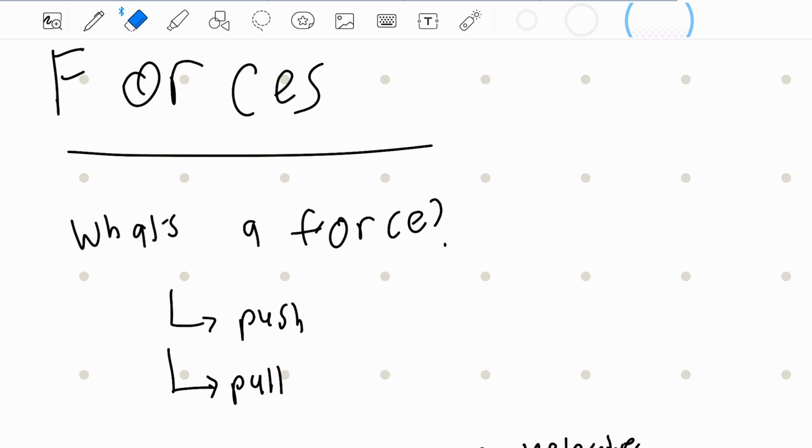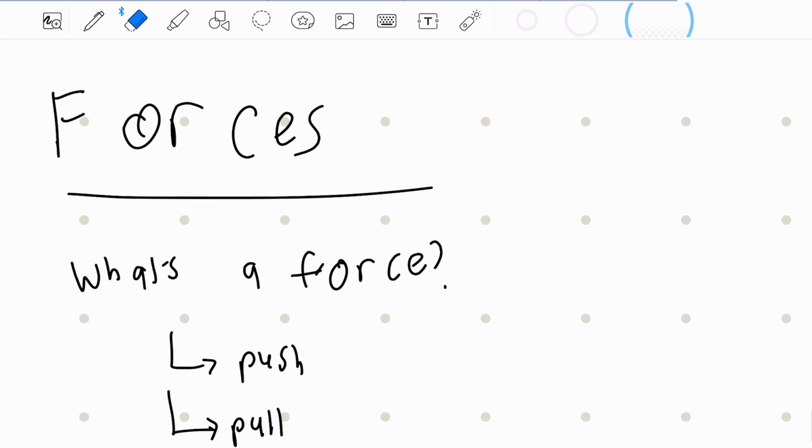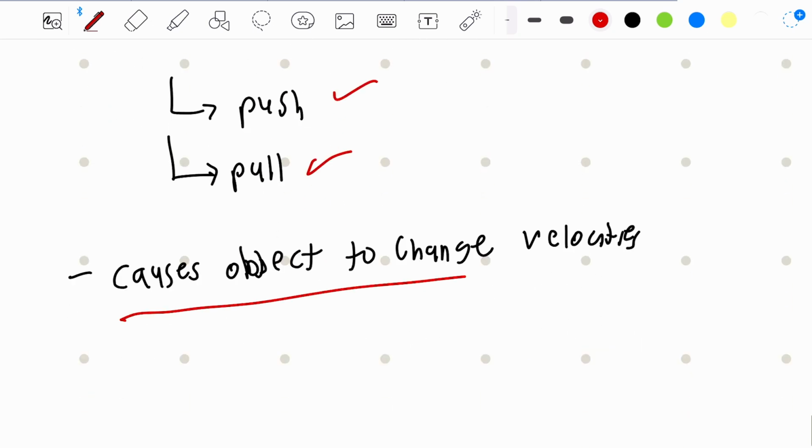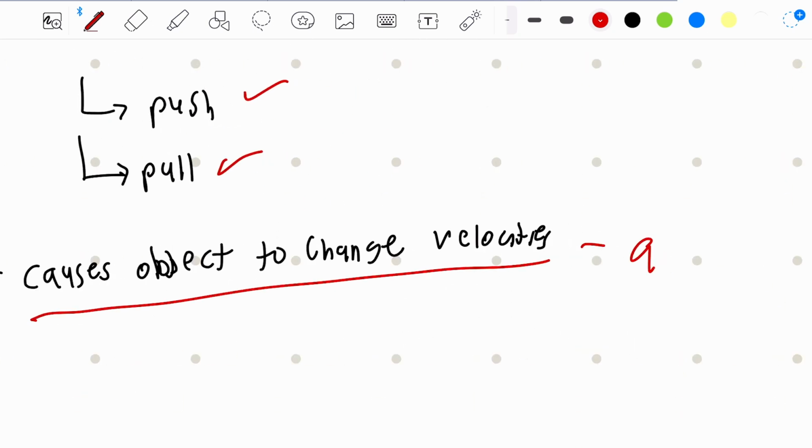Based off of your knowledge of the world and how you perceive it, you'll probably notice that if you push something, it'll move. If you pull something, it will also move. Newton, when he came about this, found the exact same thing. A force is quite literally just a push or a pull, in very simple terms. So anything that can cause some acceleration in the object, that is a push or a pull, is a force. It can cause the object to change velocity, which means it has some kind of acceleration.